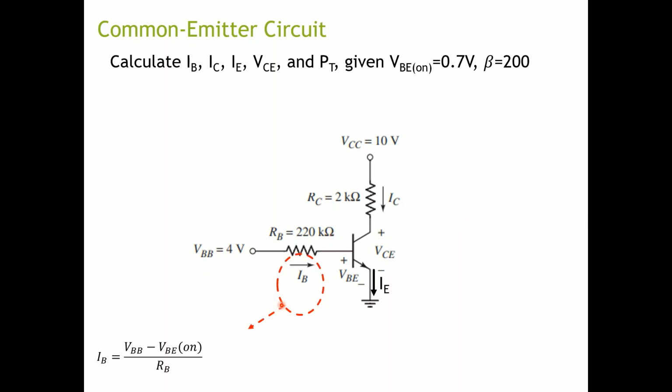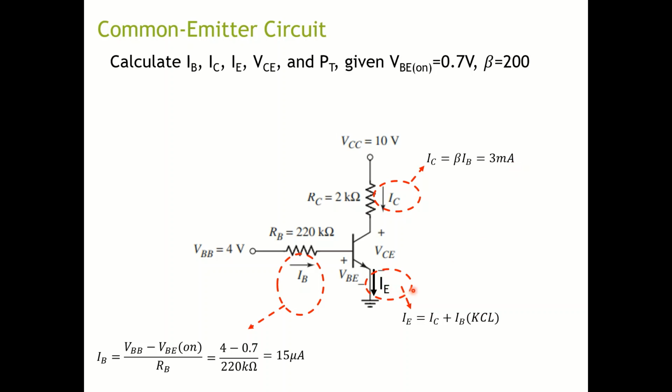So first of all, we'll try to calculate I_B, which is your base current. Given the equation from the previous slide, you plug the numbers in, and you have I_B to be 15 microamperes. Next, I_C is a lot easier because I_C is dependent on I_B with this beta factor. So you just multiply I_B by 200 and you have the answer, 3 milliamperes.